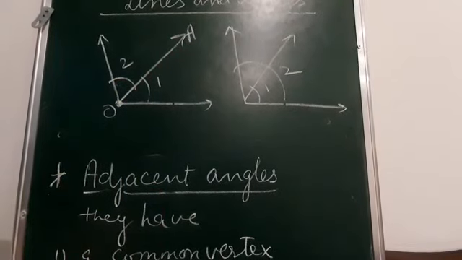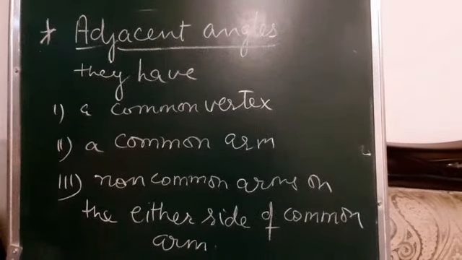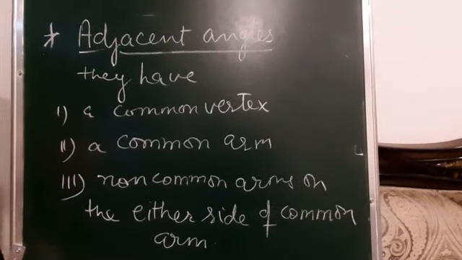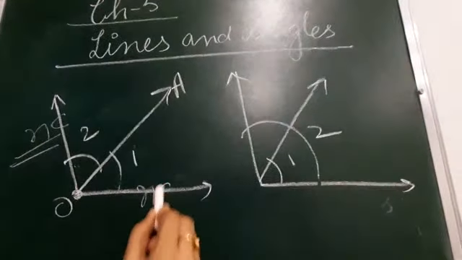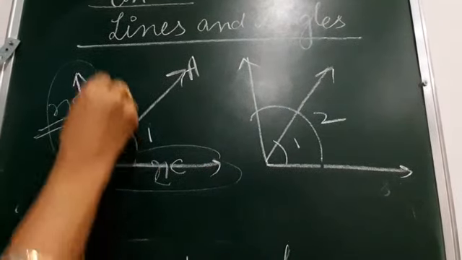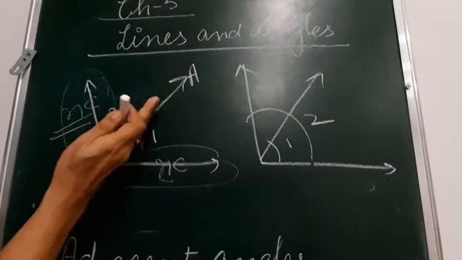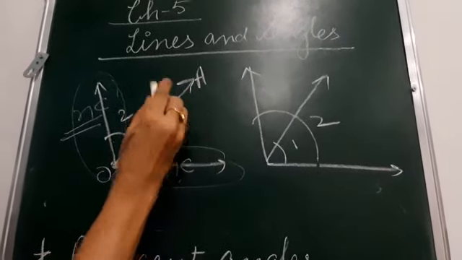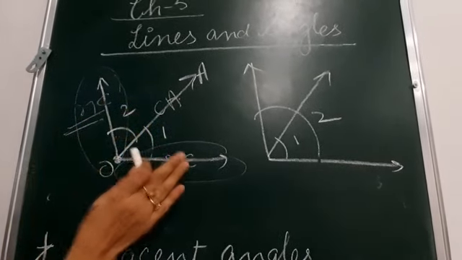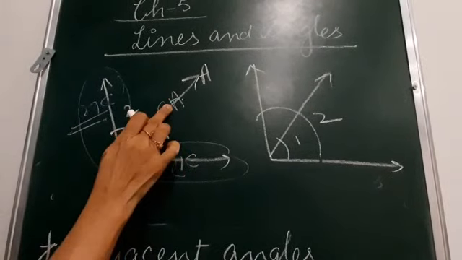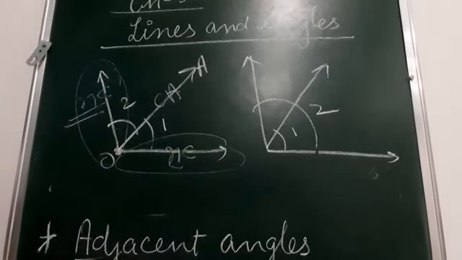Now the third point is that the non-common arms are on either side of the common arm. Either means opposite sides. Now see the non-common arms. These are non-common, this and this. These two arms are non-common. Now the non-common arms are on either side of the common arm. This is the common arm and these are on different sides. Non-common arms are on different sides of the common arm. Means one is on one side of it and the other is on the other side.